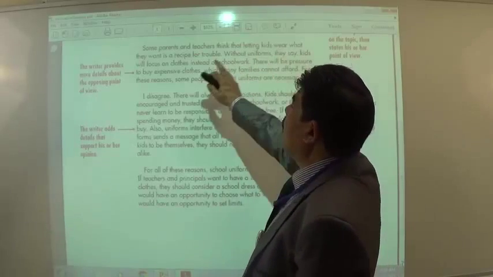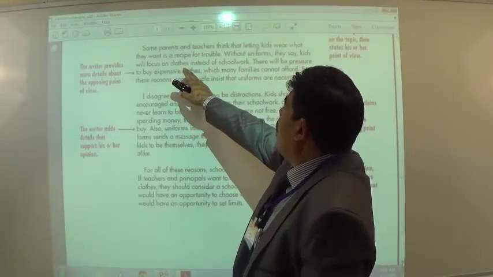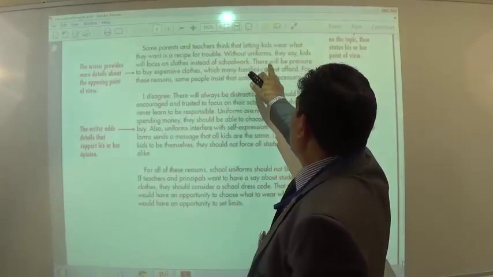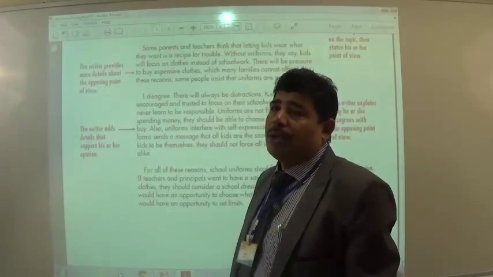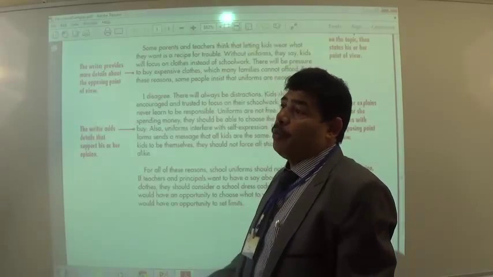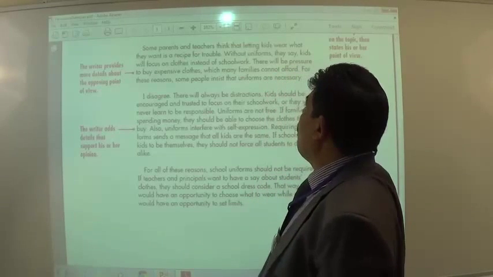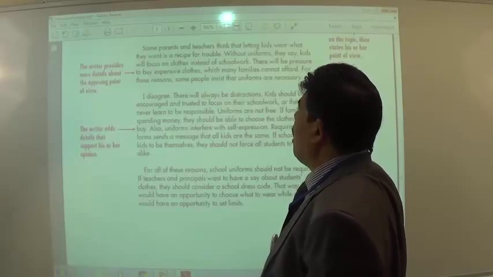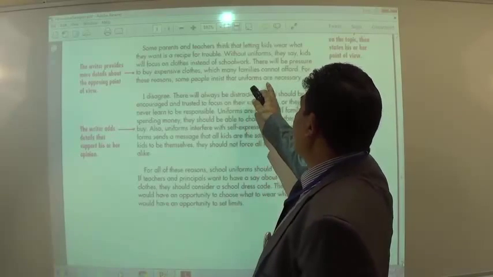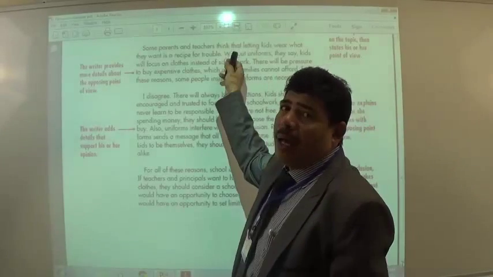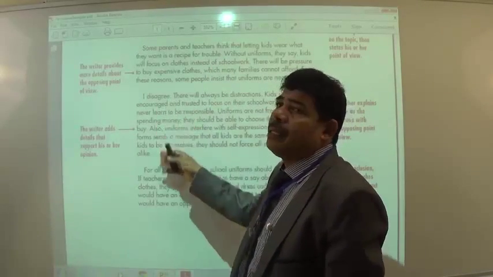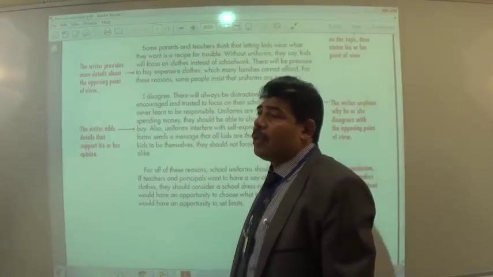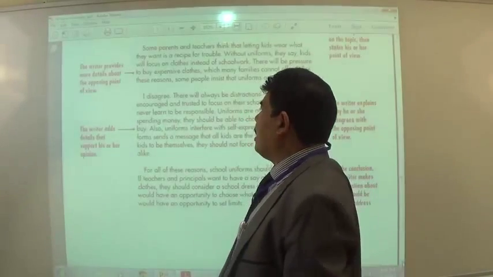"Without uniforms, they say kids will focus on clothes instead of schoolwork. There will be pressure to buy expensive clothes." You are not going just to buy the uniform. You have to buy the expensive clothes they need, which many families cannot offer. "For this reason, some people insist that uniforms are necessary." This is one idea that is against. "I disagree." Starting from here, he is dealing with his own idea. He is trying to put his idea in action.